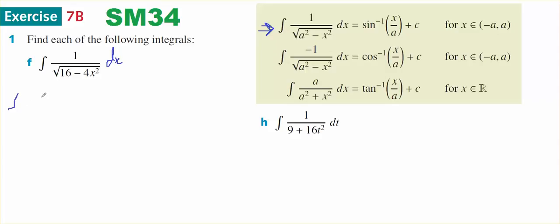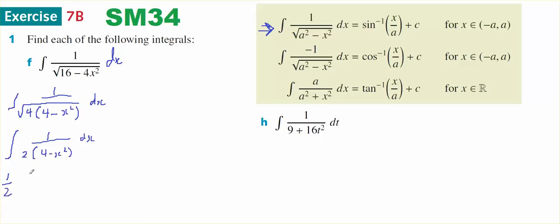I've got the integral of 1 over the square root of 4 bracket, 4 divided into 16 is 4, minus 4x squared divided by 4 is x squared, dx. That 4 is inside the square root. When I bring it out from inside the square root, it's going to be a 2, 4 minus x squared dx. And since it's in the denominator, I'm going to put a half out the front. 1 over 2 squared minus x squared dx.